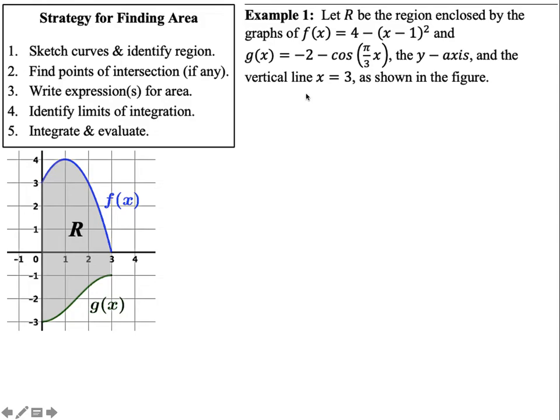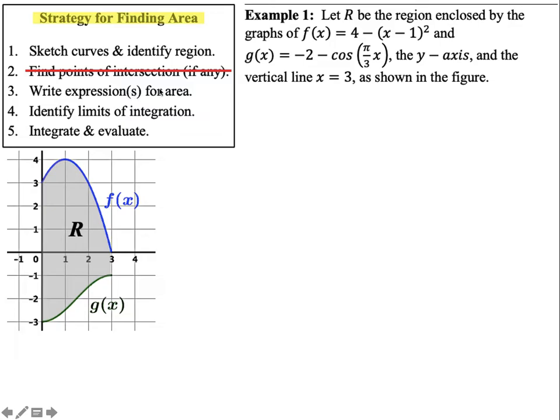Okay, so we're going to focus on looking at these. We've got two examples that we're going to really focus on. And so we're going to work with this strategy here, finding the area. So the idea is we want to get a sketch, and we want to identify the region, just like we did back on the previous page with the blue region. We want to find any points of intersection if we have any. Like for this one, f of x and g of x don't intersect. So that wouldn't apply anyway, but sometimes it does.